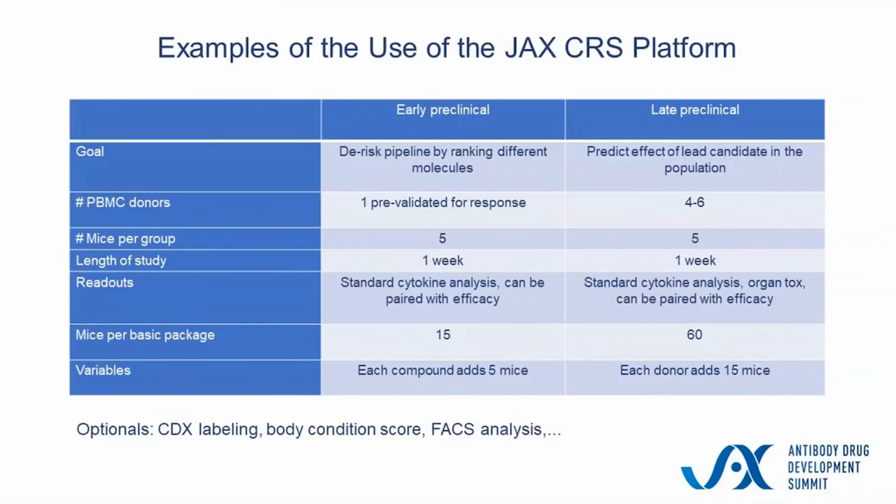For late preclinical, you're looking at 4 to 6 donors. Still 5 mice per group. The study can be essentially 6 to 10 days. Standard cytokine analysis, organ tox, paired with efficacy. Talk about maybe 60 mice for the total study, and each donor has 15 more mice.